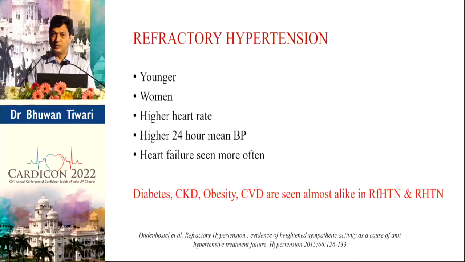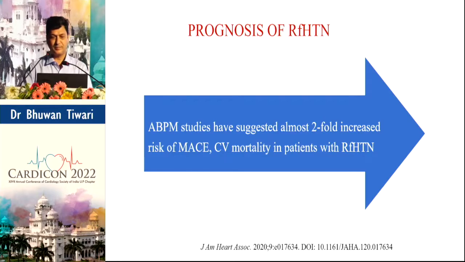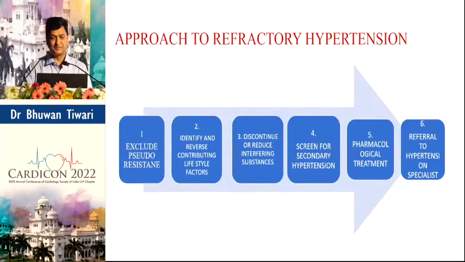So who are the patients we get to see? Usually they are younger, more often female, with a higher baseline heart rate and higher 24-hour mean BP, and heart failure is seen more often. While other comorbidities like diabetes, CKD, obesity, and cardiovascular disease are almost alike in refractory and resistant hypertension. As for prognosis, ABPM studies have suggested almost a twofold risk of MACE and cardiovascular mortality in patients with refractory hypertension. Now, how do we approach a case of refractory hypertension?